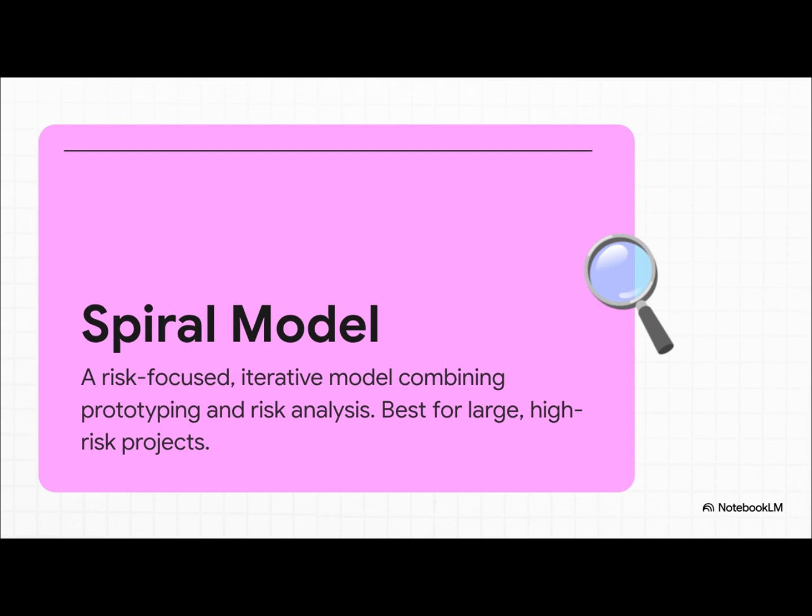And for the biggest, most complicated projects, you've got the spiral model. This one is all about managing risk. It combines prototyping with really detailed planning in repeating cycles, or spirals. With each loop, you analyze risks, you build a little more, and you get feedback. It's the go-to for massive projects like defense or aerospace systems where the stakes are just incredibly high.